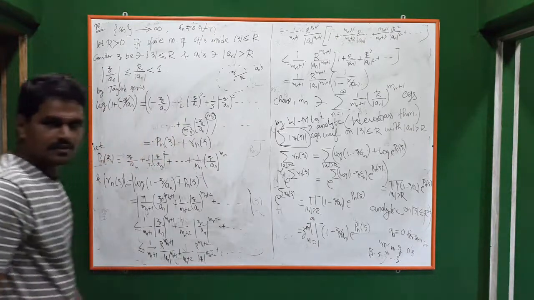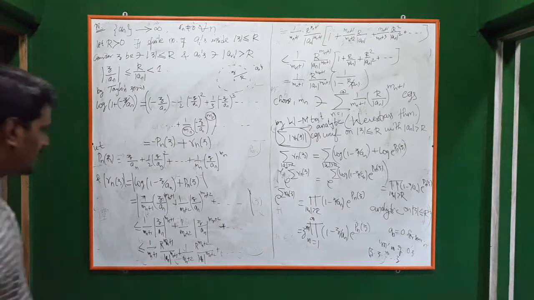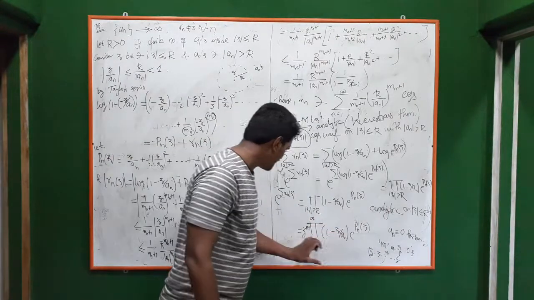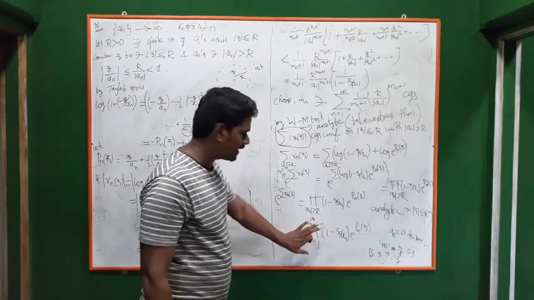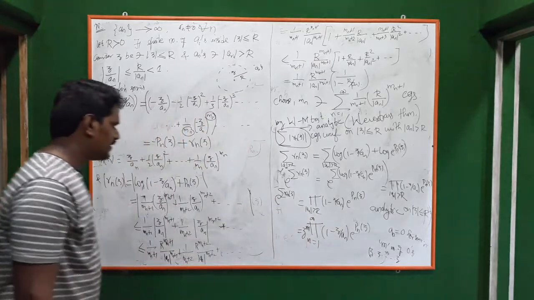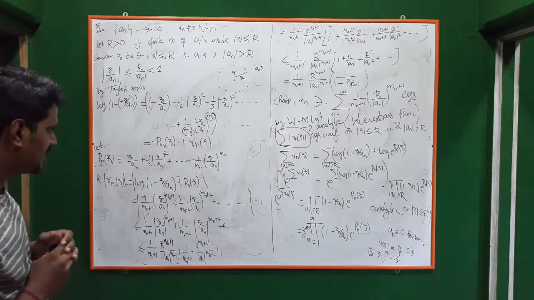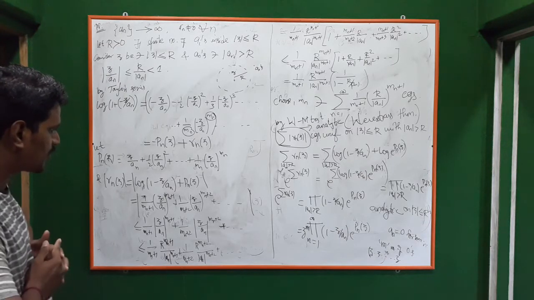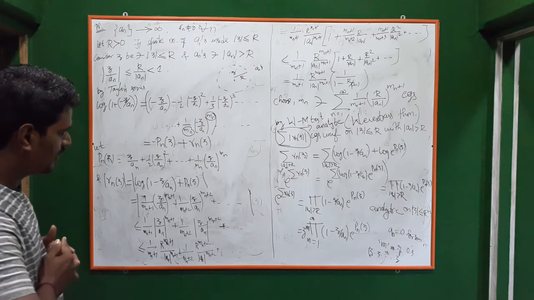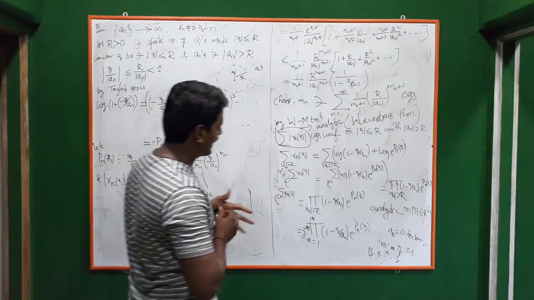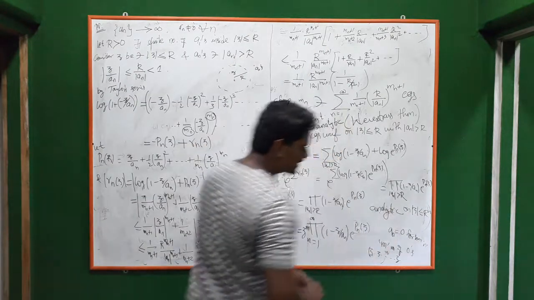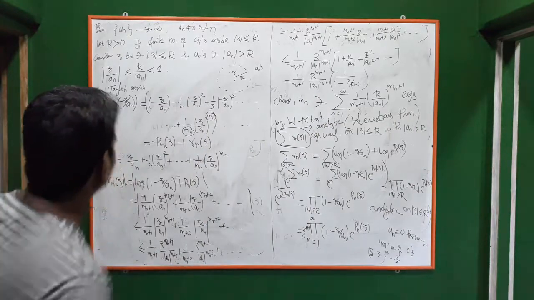Clear? Z power m into this thing. M is independent of this product. So e power summation Rn of z is equal to z power m into the product of 1 minus z by an into e power Pn of z, which is an analytic function on mod z less than or equal to r.